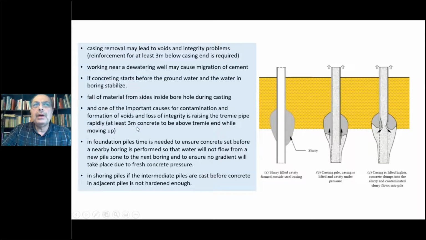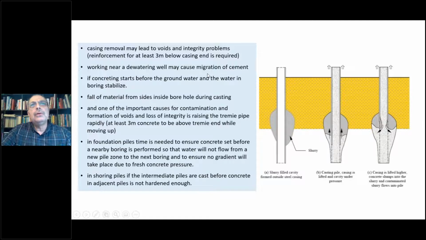Slurry is important if you have some such cases, but the best thing is to have enough length of casing and withdraw the casing after the concrete is semi-hardened. So casing removal may lead to voids and integrity problems. You need reinforcement for at least 3 meters below the casing. So if you have a casing and a pile, don't leave the casing at a depth where the reinforcement is not extending beyond it. You need the reinforcement to extend below the casing, because that reinforcement can hold the concrete from getting pulled up.